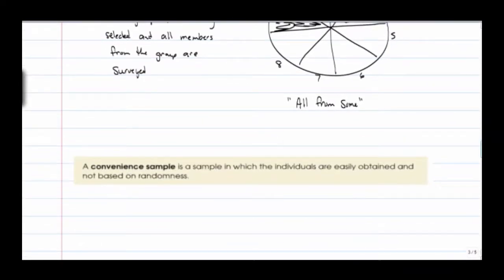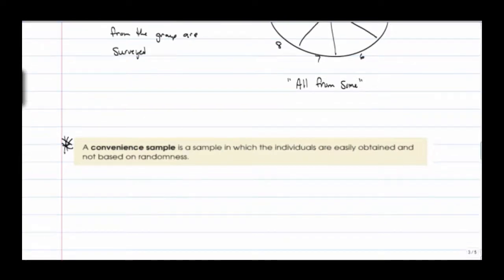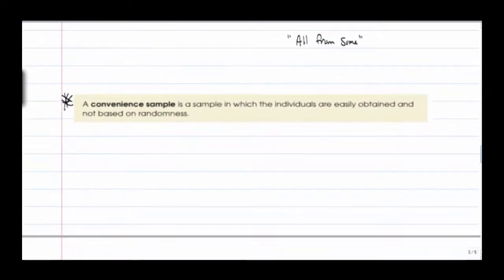Convenience sampling, I don't think I spelled that right earlier, is a sample in which the individuals are easily obtained and not based on randomness. This is not going to give you a very good representation of the population. For example, if I just surveyed all the members of the class, that would not necessarily give me a good representation of the population.